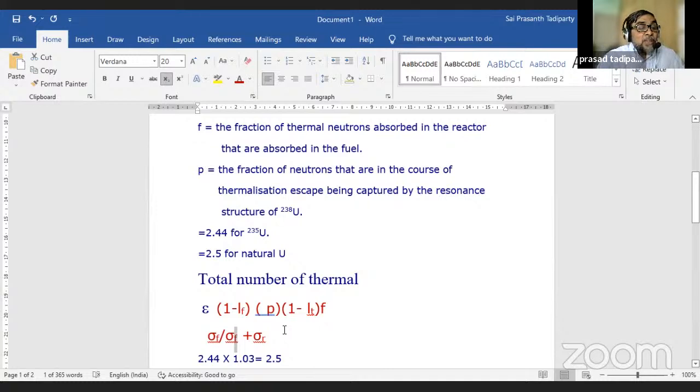So this is equal to 4.18 barns. The sigma f value is equal to 4.18 small b, that is barns, the unit for cross section. And similarly sigma r is equal to 3.5.